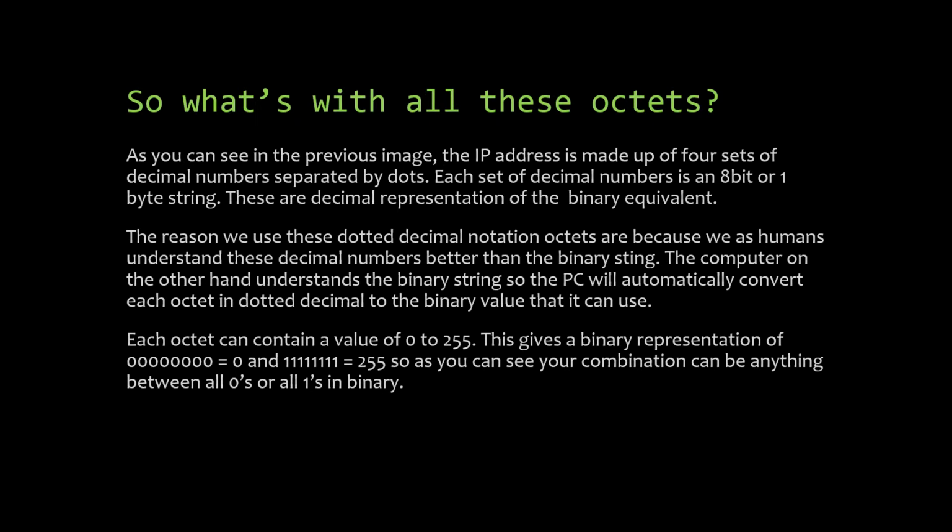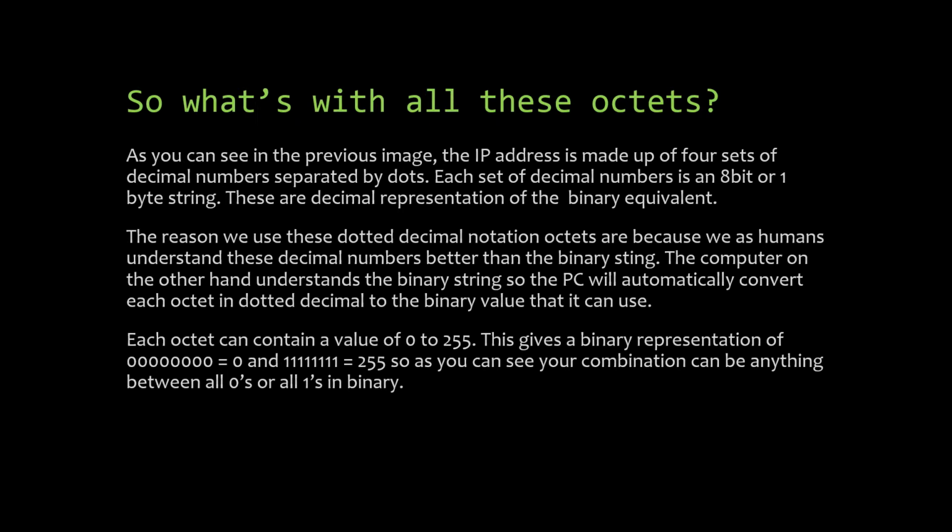So as you can see in the previous image, this IP address is made up of 4 sets of decimal numbers separated by dots. Each of the decimal numbers is an 8-bit or 1-byte string. These are decimal representations of the binary equivalent. The reason we use dotted decimal notation in octets is because we as humans understand these decimal numbers better than the binary string.